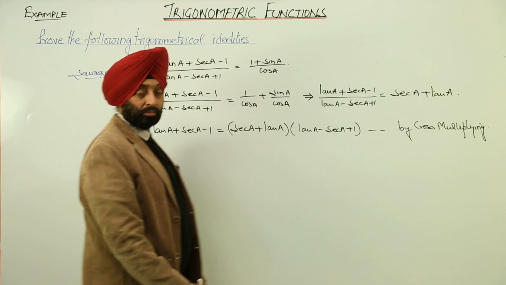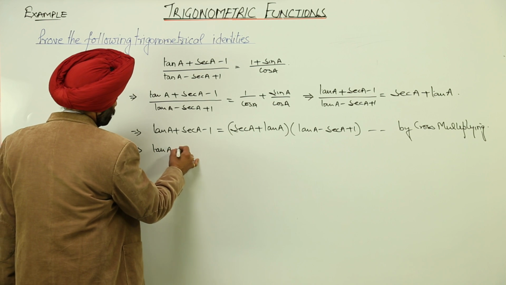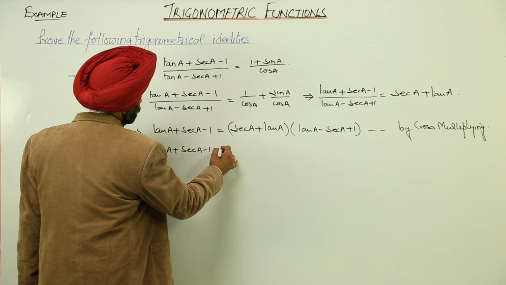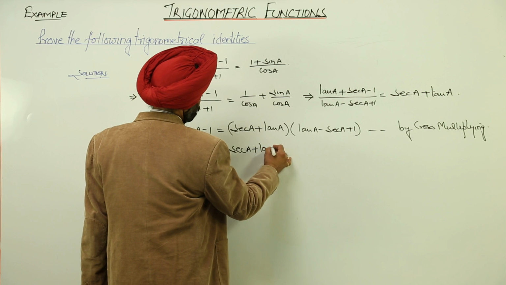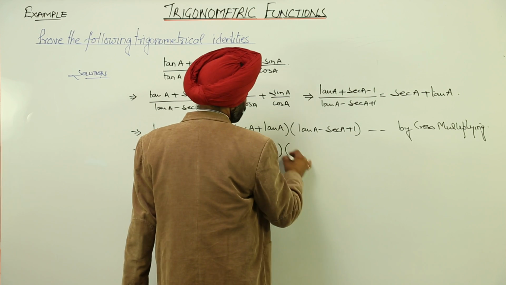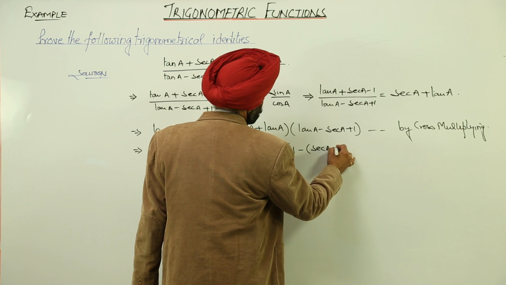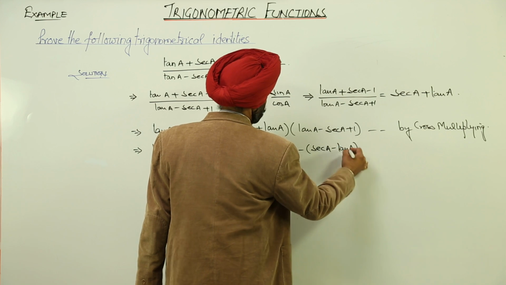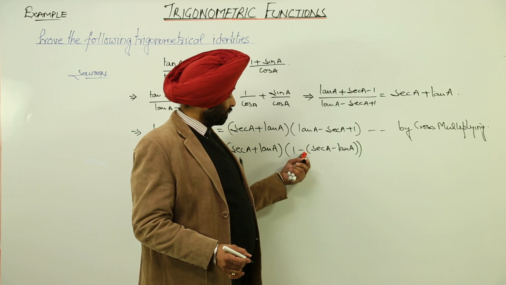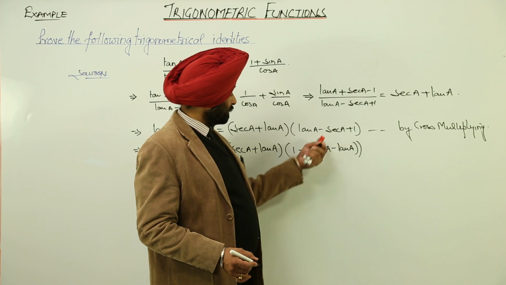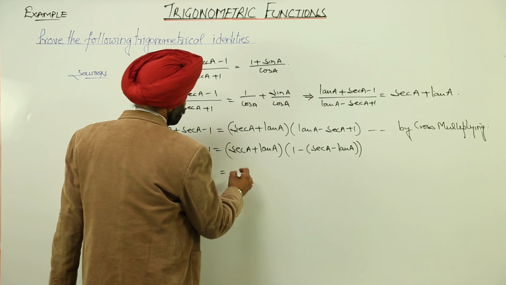By cross multiplying. Okay. Now tan A plus secant A minus 1 becomes secant A plus tan A times 1 minus secant A minus tan A. Now I have just taken this one here, then negative for secant A, and this becomes negative. Okay.